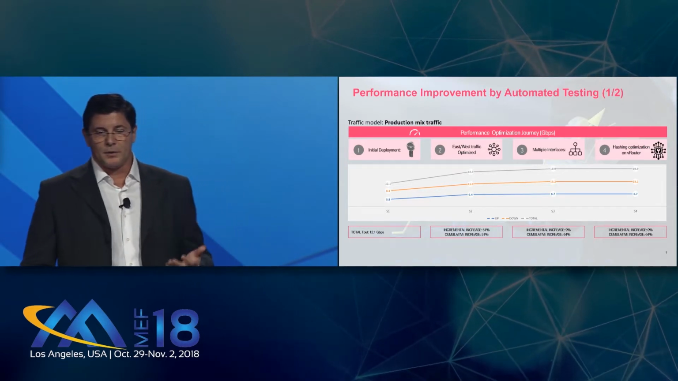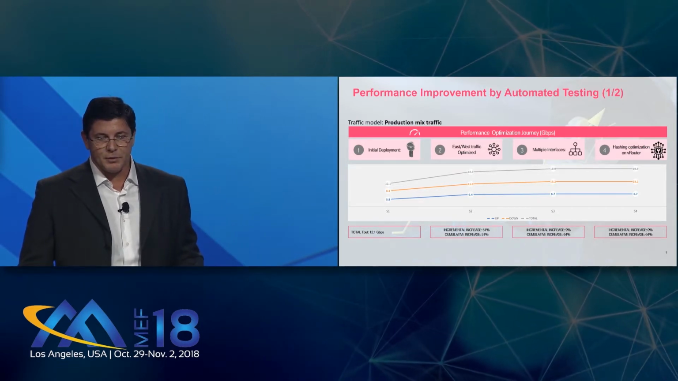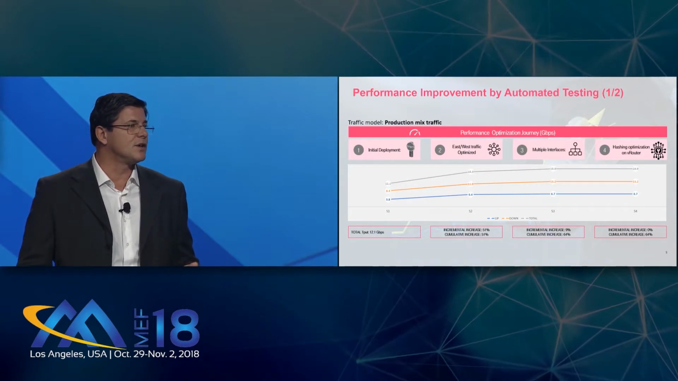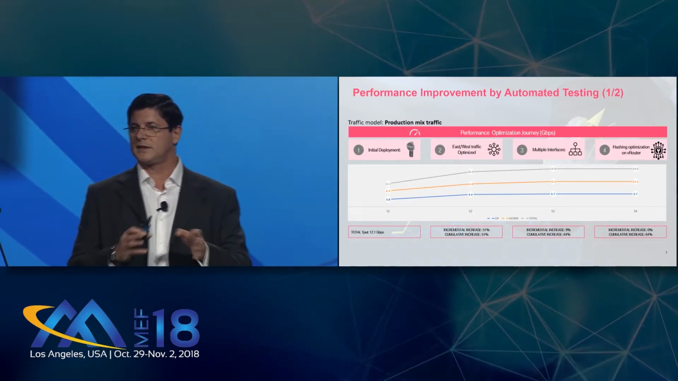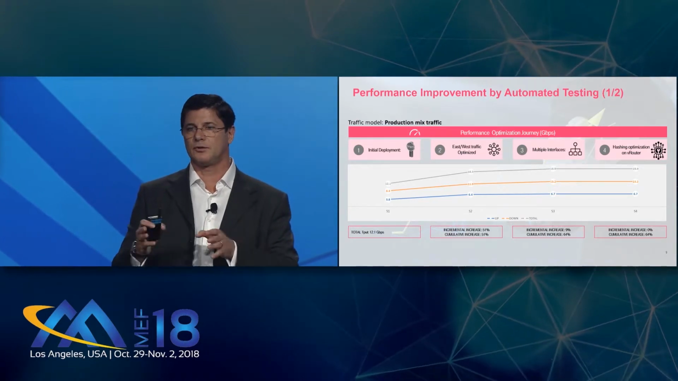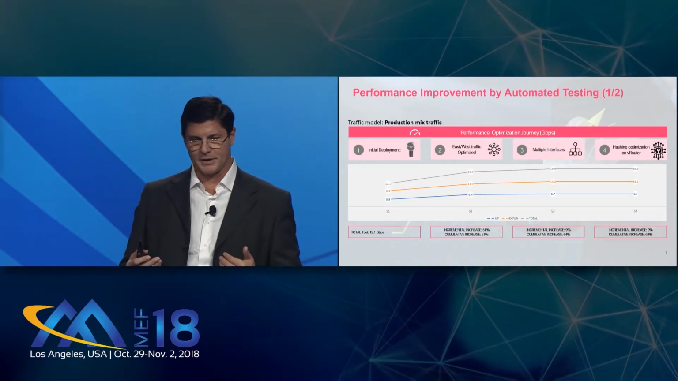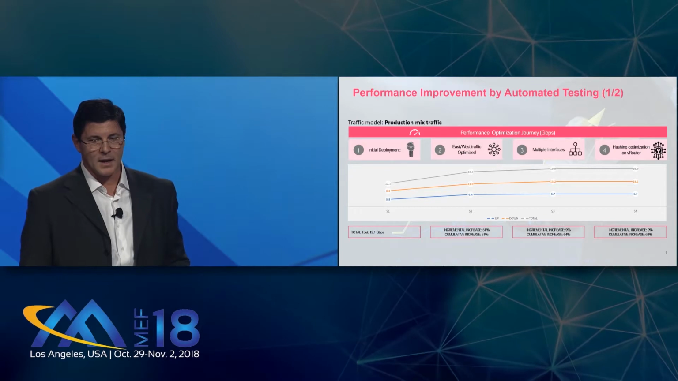And then with the hashing, we actually didn't achieve any extra throughput. We just had a better balance of the throughput that was received by the application.